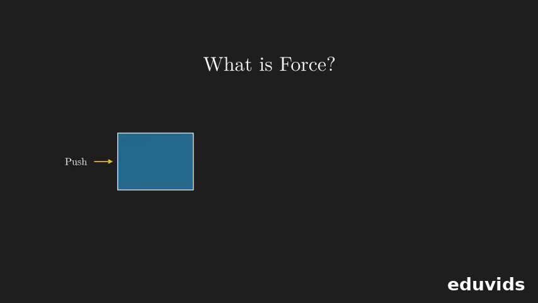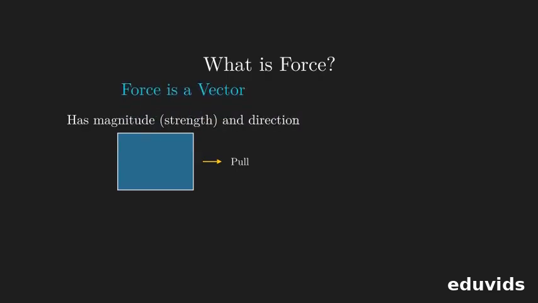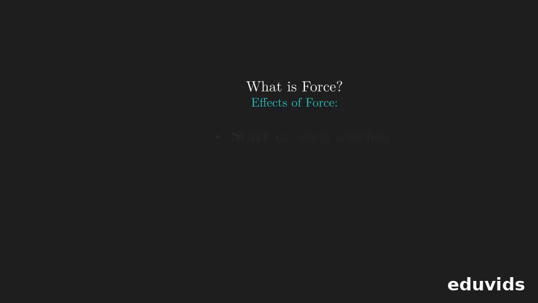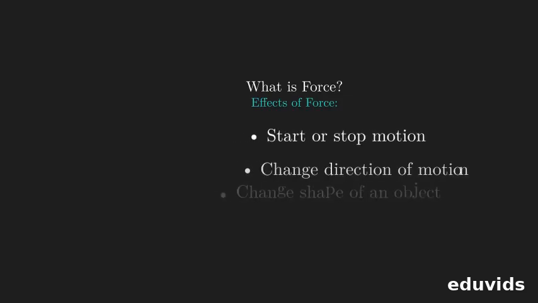A force is simply a push or a pull exerted on an object. Force is a vector quantity, meaning it has both magnitude and direction. Applying force can start motion, stop motion, or change an object's shape or direction.